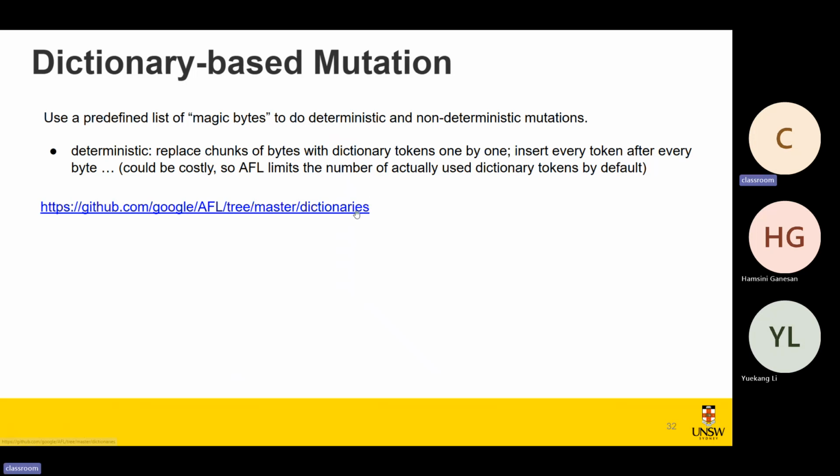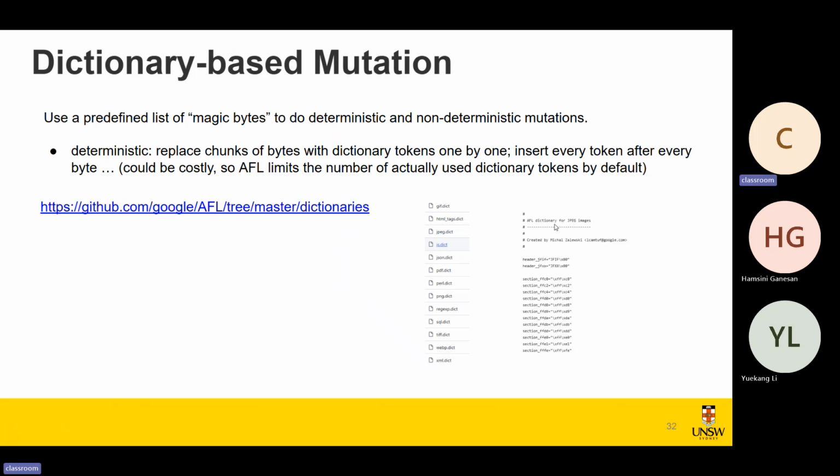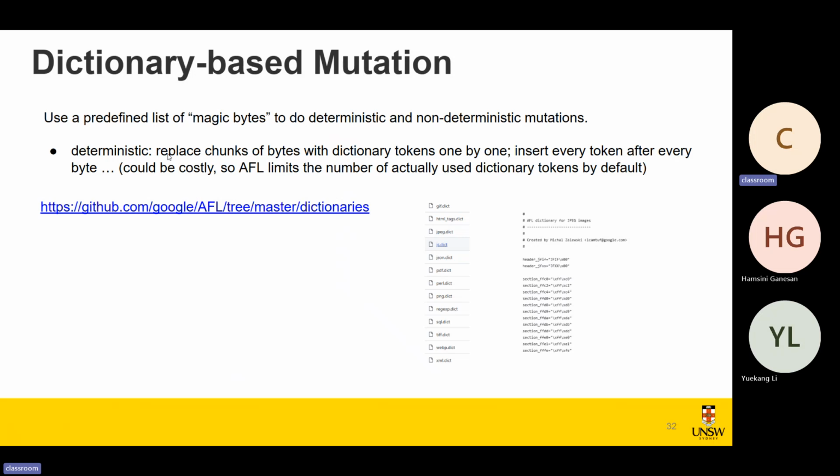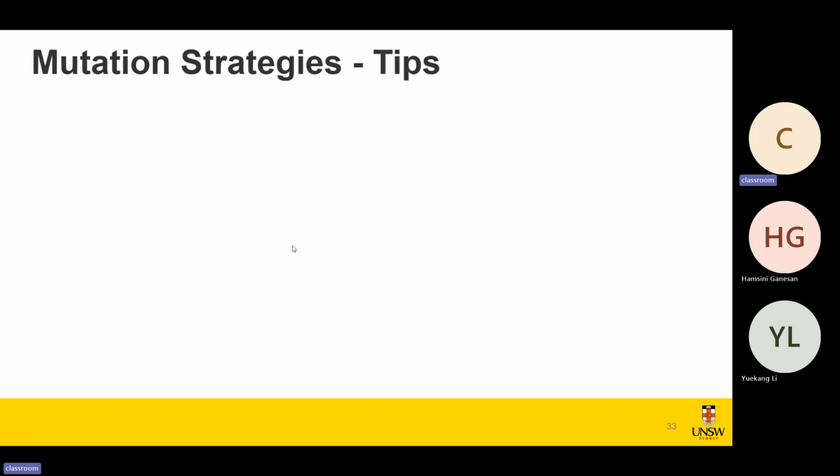There are some default dictionaries for different file types provided by AFL in this folder. You can see that it covers most of the common file types we can encounter in our daily life. This is an example dictionary file for JPEG images. You can see that these are some magic bytes written in hexadecimal form. And for non-deterministic, of course, for this dictionary, we can just randomly replace or insert tokens into the target program. So that's how AFL uses dictionary-based mutation.